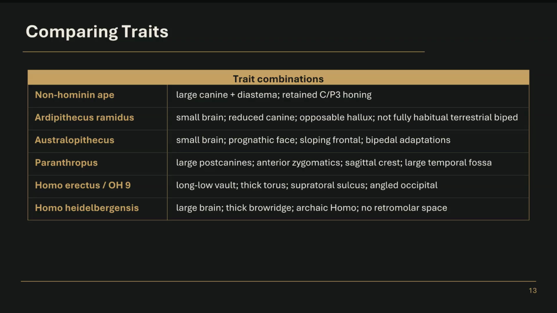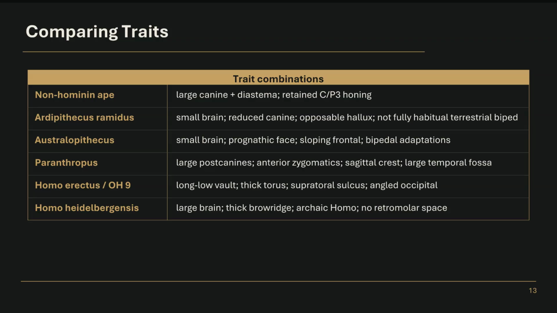Australopithecus generally combines small brain size, facial prognathism, a sloping frontal bone, and bipedal adaptations. Species-level identification requires more precise comparison, particularly in cranial and dental details. Paranthropus is distinguished by robust masticatory anatomy, large postcanines, anteriorly positioned or flared zygomatics, sagittal cresting, and large temporal fossae. These traits indicate a specialized chewing apparatus.